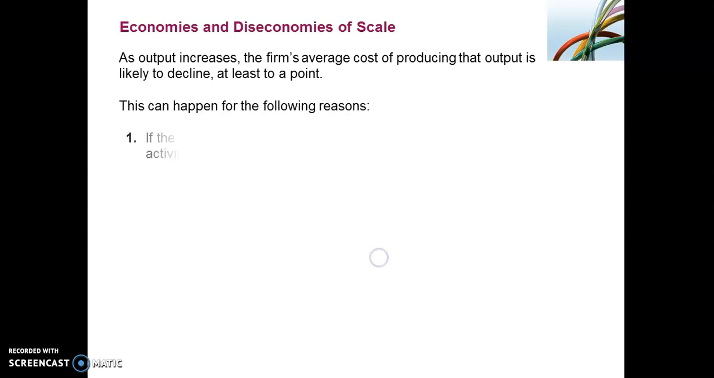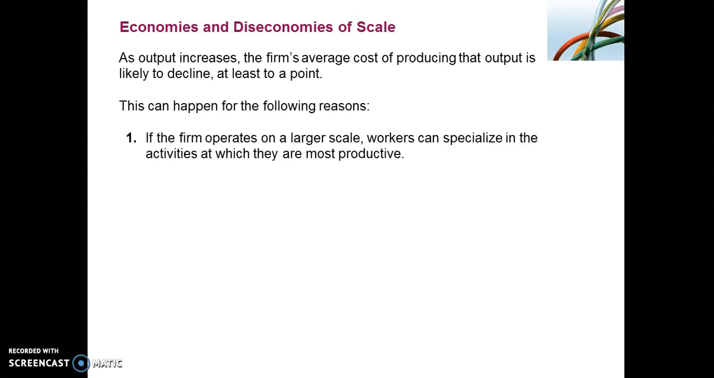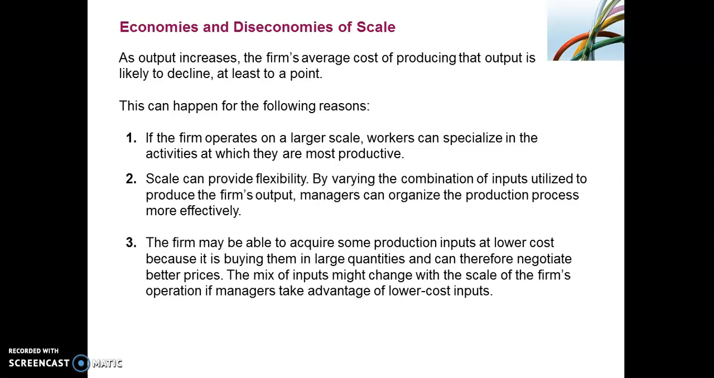Now, very important concepts that we need to understand are economies of scale and diseconomies of scale. And this differs from returns to scale. With economies of scale, you find that as output increases, the firm's average cost of producing that output is likely to decline. So think about that first part of the curve. As output was increasing, the average cost was declining, and that occurred up to a point. So this represents economies of scale.